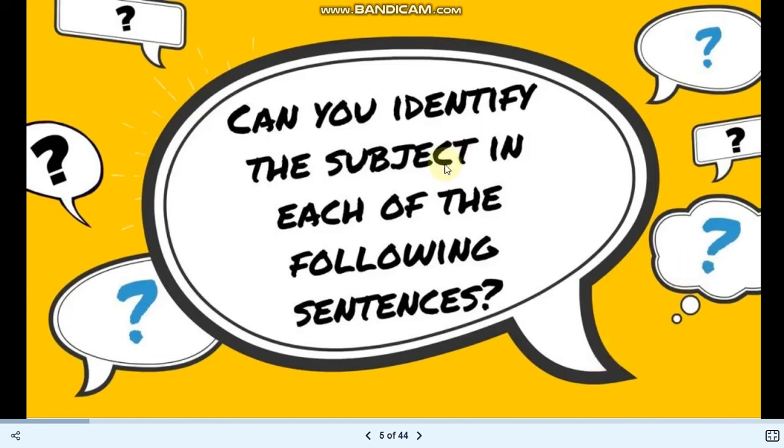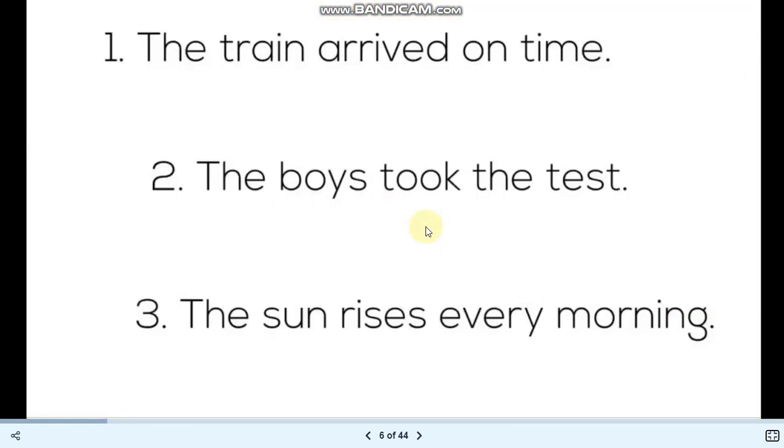So can you identify the subject in each of the following sentences? Let's have some tasks. I want you to prepare your copybook and help me do this task. Again, can you identify the subject in each of the following sentences? Are you ready? Number one, the train arrived on time. Which word here is the subject? Can you write it in your copybook?